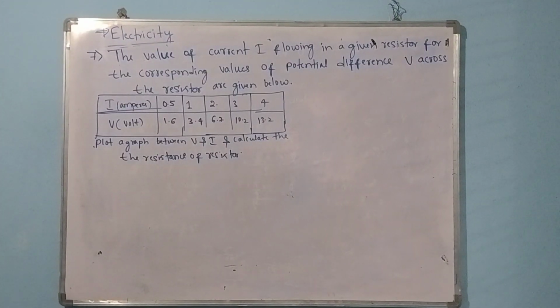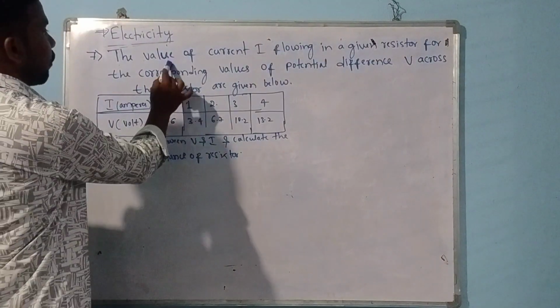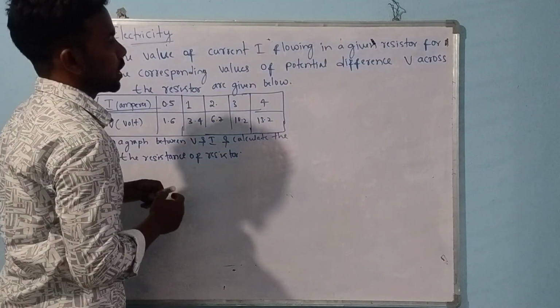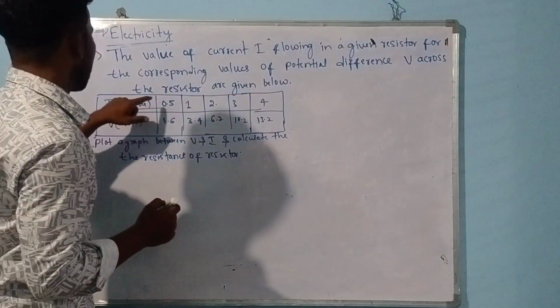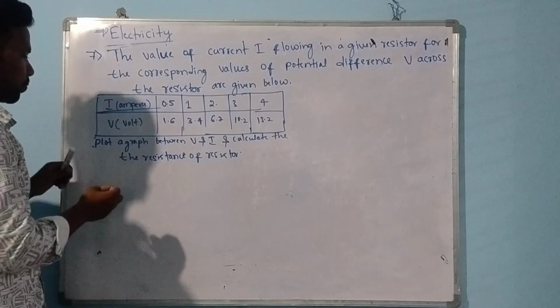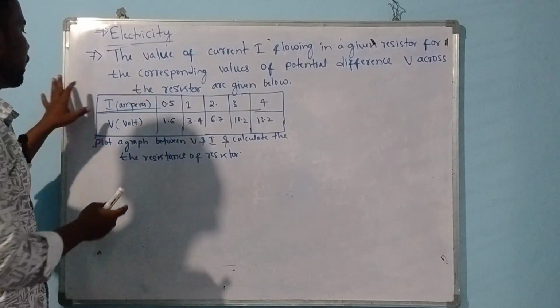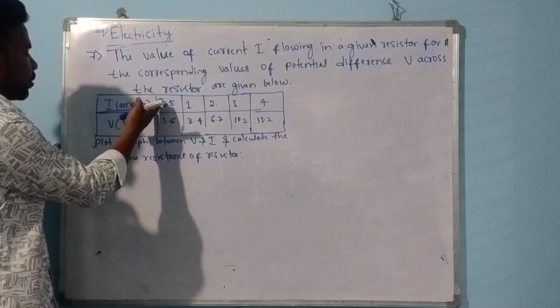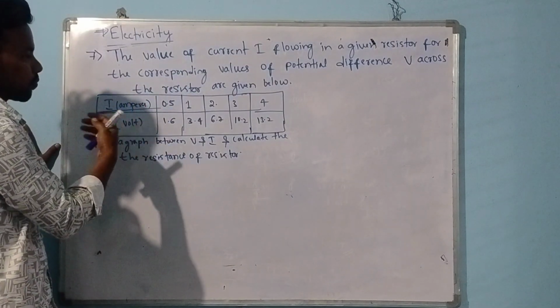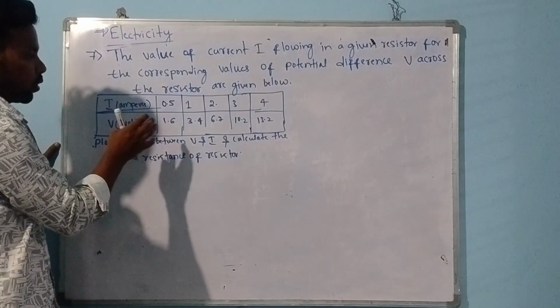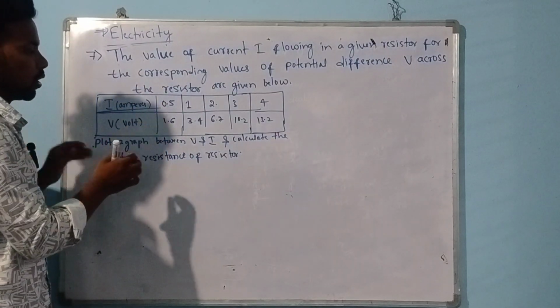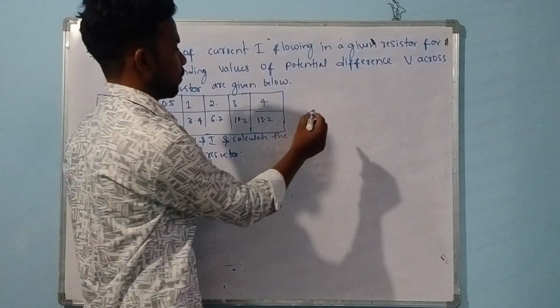Now it's graph time. The value of the current I flowing in a given resistor for the corresponding values of potential difference V across the resistor are given below. Here in the table, current and voltage are given. You have to find the resistance based on this data. To find the resistance, you have to plot one graph.